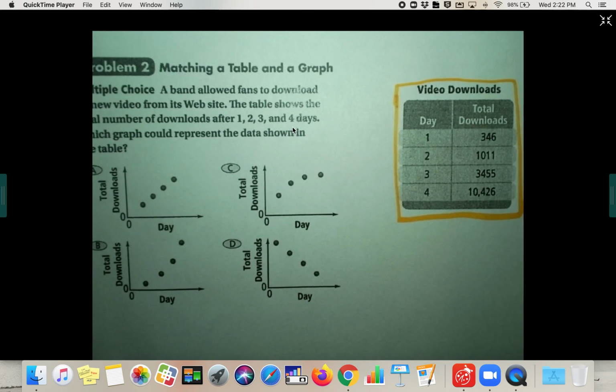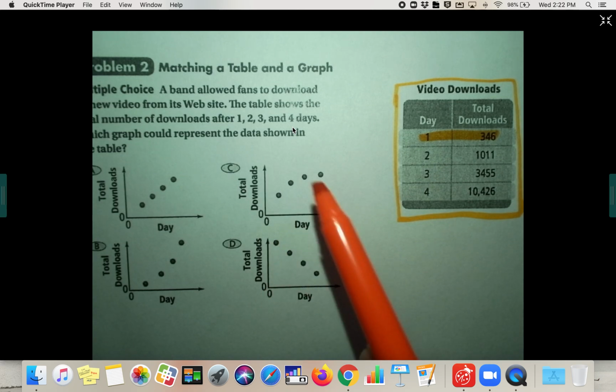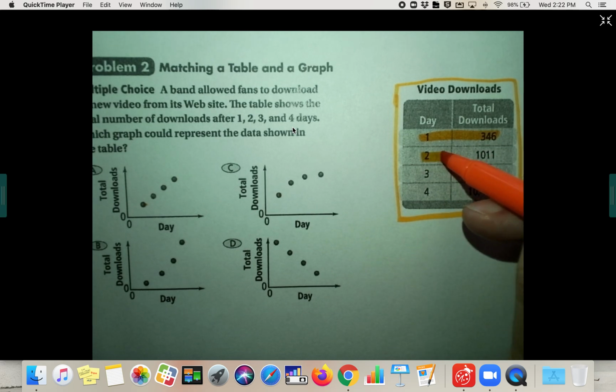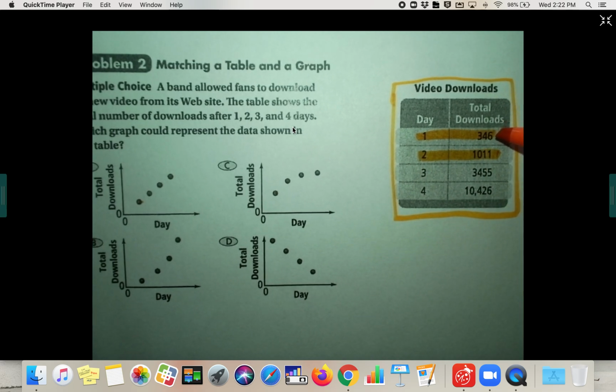So on day 1, we're looking at 346 downloads. So really, day 1, we just don't know what it's doing yet. That could be or that could be. But what we need to do is look at day 2. Day 2, it more than doubles. It actually just about triples. So 300 times 3 is 900. So it's over 300, so it's over 900. It's probably just about 3 times.